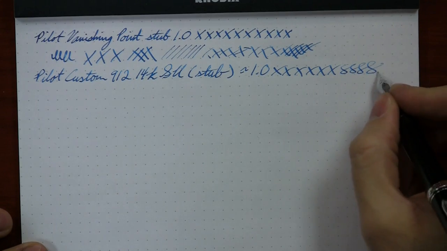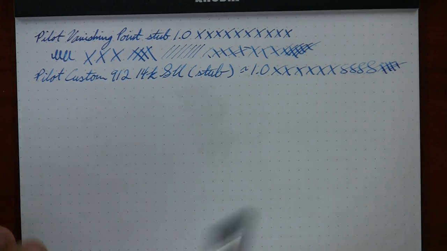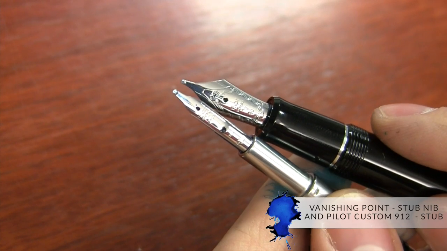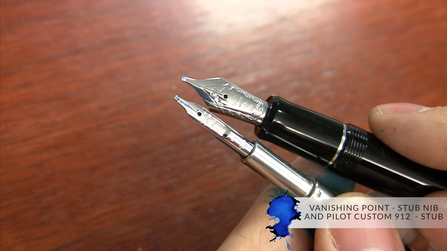So I don't have an exact angle for you, but with the Vanishing Point, you probably want to write at around a 70 degree angle, something like that. This one might be 60 degrees, if that helps at all. Very comparable with that as well. Decent line variation, fairly wet. And those are the two gold nib ones that I have to compare.